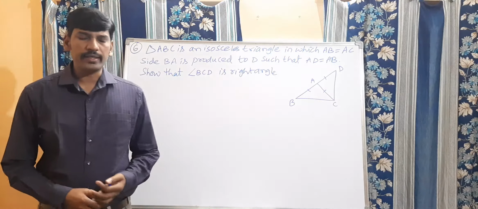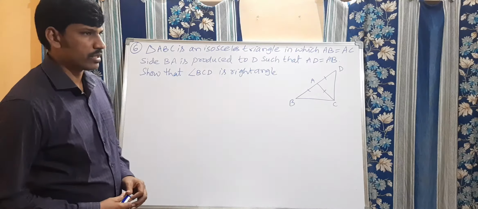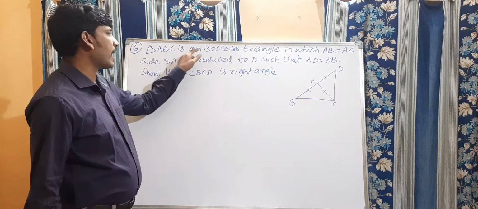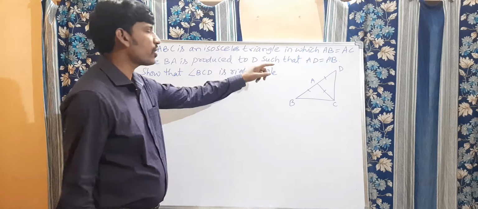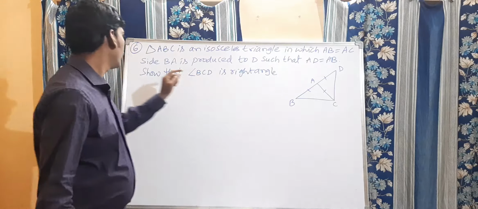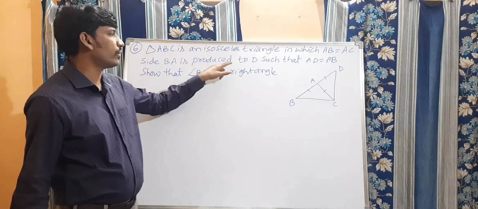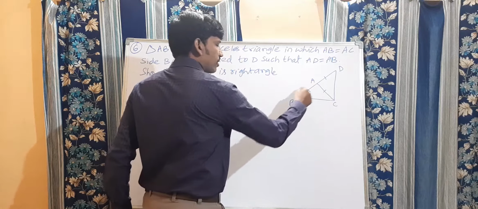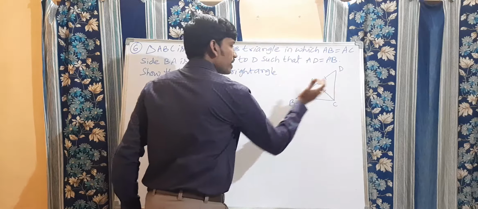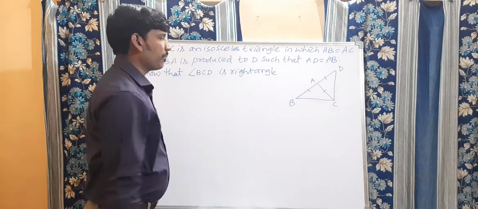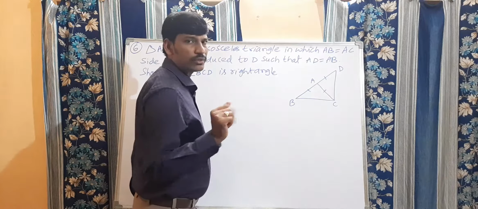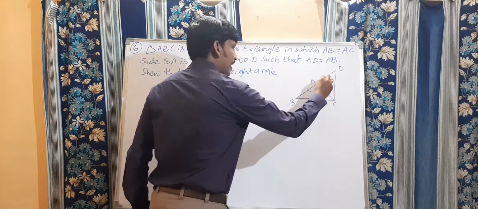Right, children, let us discuss one more question from exercise 7.2, that is question number 6. A triangle ABC is an isosceles triangle in which AB is equal to AC. Side BA is produced to D such that AD equal to AB. Observe here, in the triangle ABC, it is an isosceles triangle such that AB equal to AC, and they produced BA to D such that length of AB equal to length of AD. Clear? So then there are two isosceles triangles, one is the triangle ABC and the other is ADC.